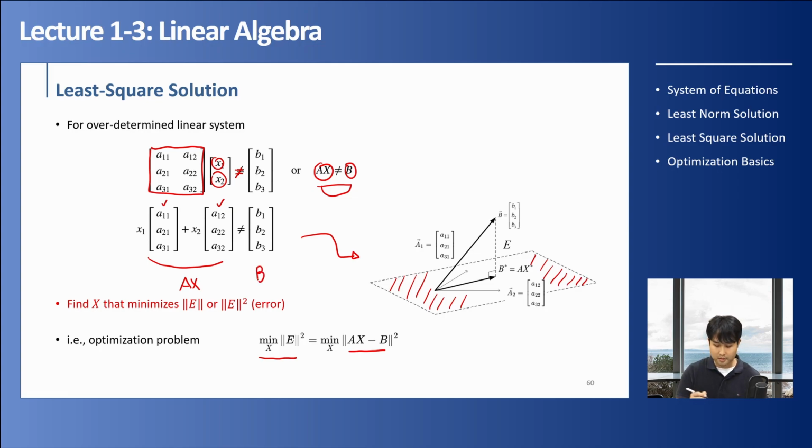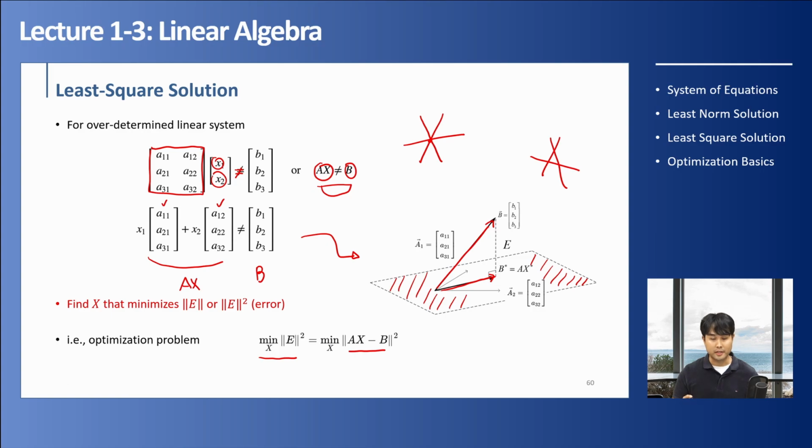Now if B exists along this plane, then we can find the values of x1 and x2 that satisfy all three conditions. In other words, there is an intersection between all three equations at the same time. However, this isn't typical, and in most cases we end up with something like this, implying that B is not within this plane. So no matter what value of x1 and x2 we choose, we can never construct this vector here. And the closest we can get to this vector is the projected value of that vector onto the plane.